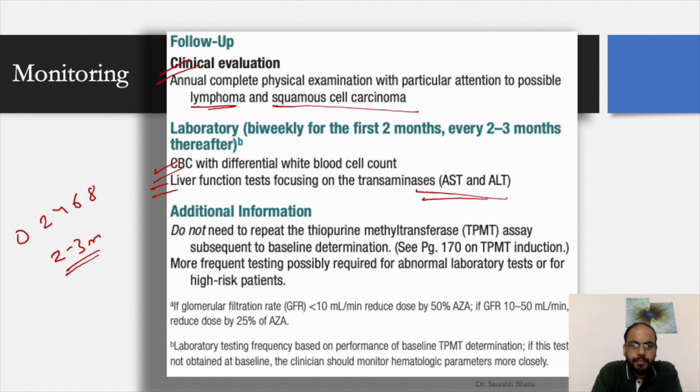Okay. Additional information. You don't need to repeat TPMT assays. We'll discuss that while we are discussing TPMT. Single point determination is enough. And it's a good idea in the absence of TPMT to keep your eyes open regarding blood parameters, predominantly leukocytosis, leukocytopenia, and pointers towards myelosuppression, and also rising SGOT, SGPT levels. That is a very good surrogate marker of azathioprine toxicity.